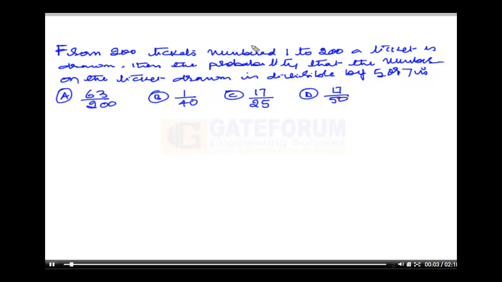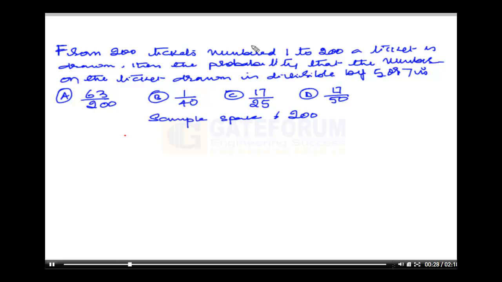We have to find the probability that the number is divisible by 5 or 7. Sample space in this case is, that means total numbers given is 200, because we are taking only one number at a time. This is total 200 numbers, therefore sample space is 200.